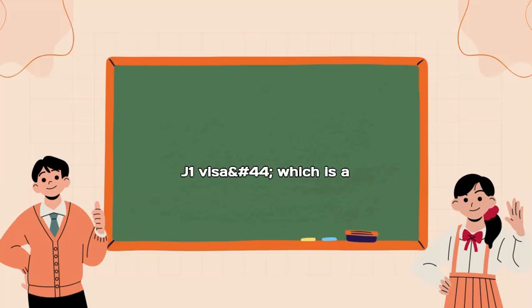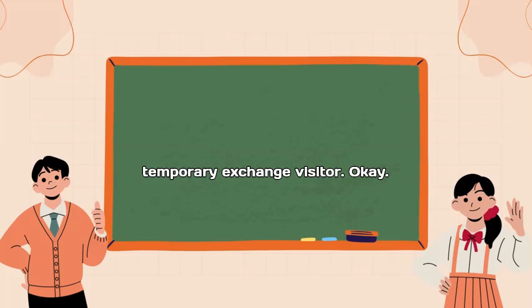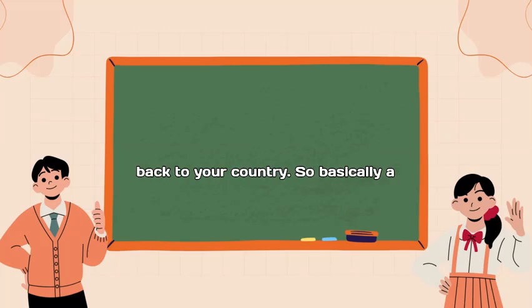You can also get a J1 visa, which is a temporary exchange visitor. So it could be to maybe do some temporary work for 2 or 3 months and then go back to your country. So basically, a resident visa allows you to live in that country. Yeah, you can live in that country legally for a determined time.